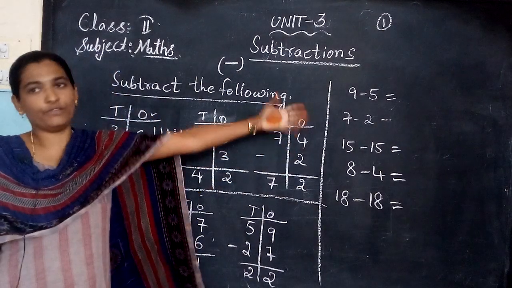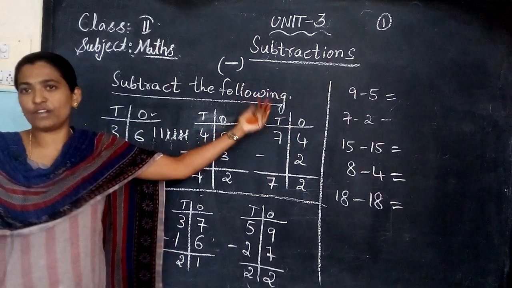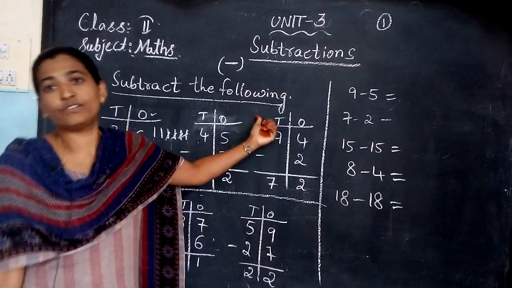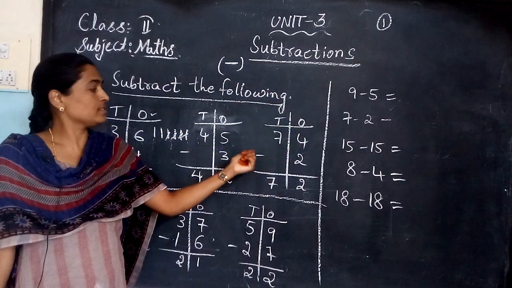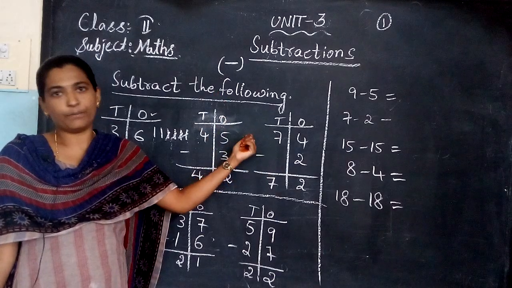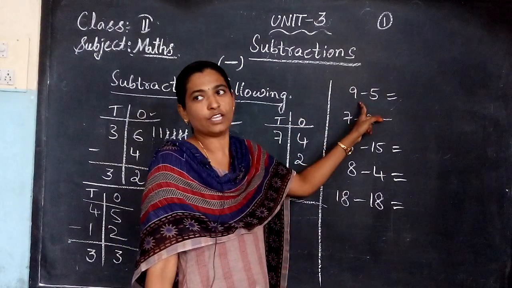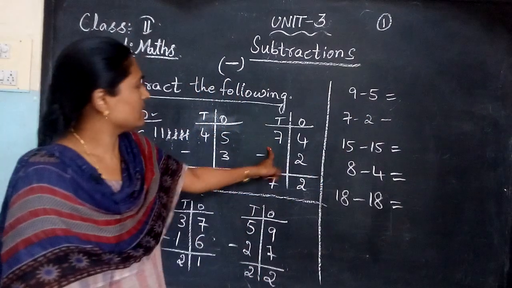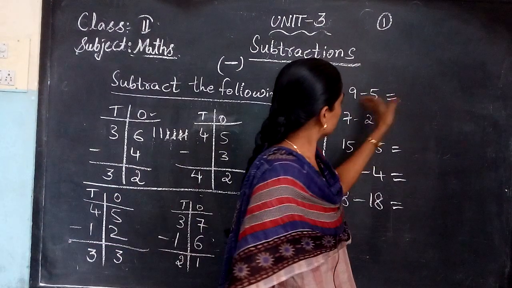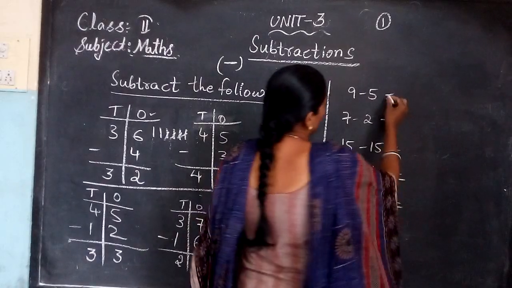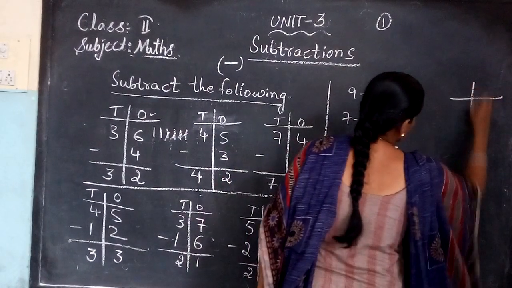You have to count before, not after. In addition you have to count after. But with the minus symbol, in subtraction, you have to count the before numbers. Now what is this? This is also one type of subtraction. Here I am not taking it like this. I am taking it like 9 minus 5. 9 minus 5, you have to arrange like this.